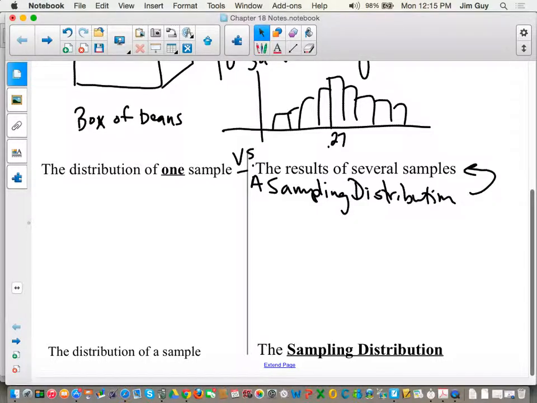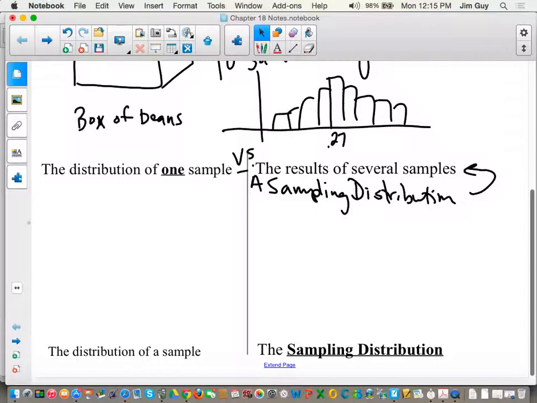But somebody in their own words, can you try, right off the bat, to explain the difference between the distribution of a sample and a sampling distribution? And maybe use the beans that we just used as an example. Sampling distribution is a lot of them, and distribution of a sample is like one.